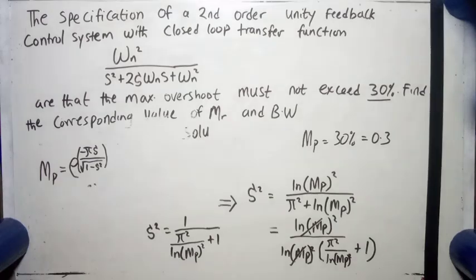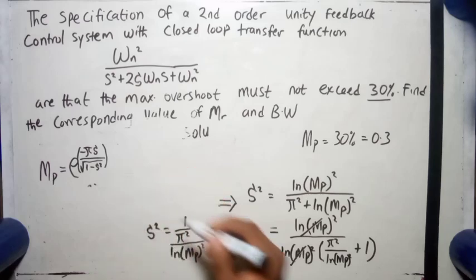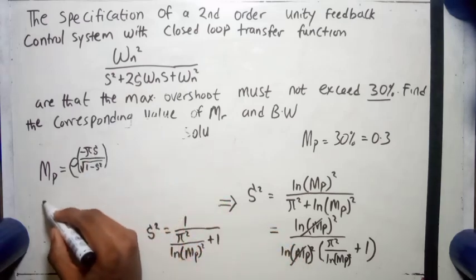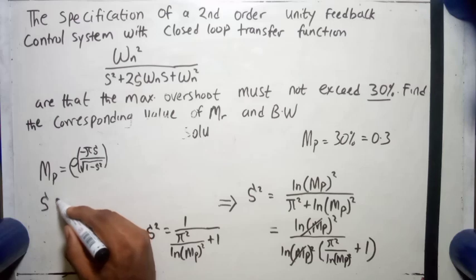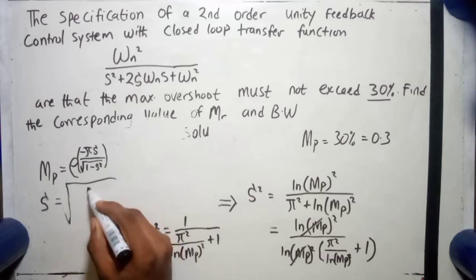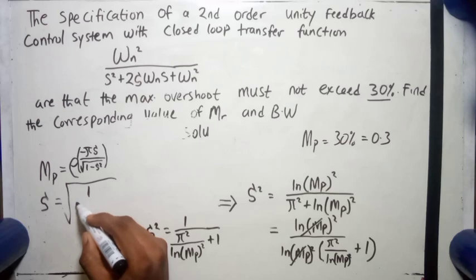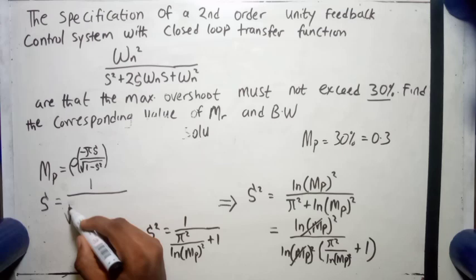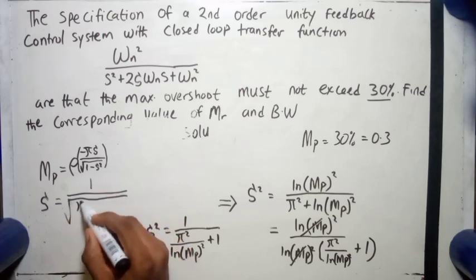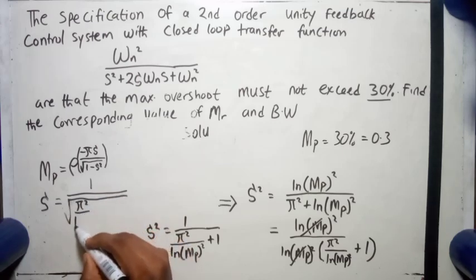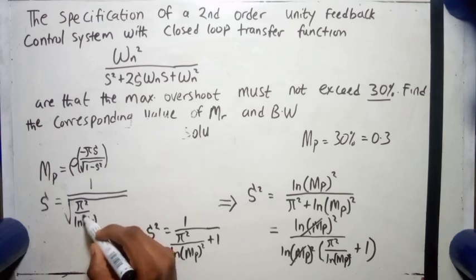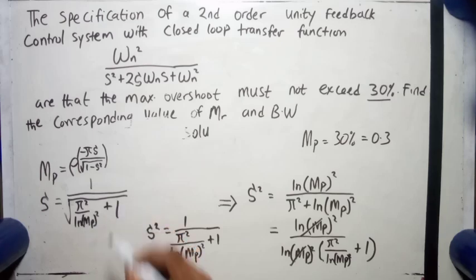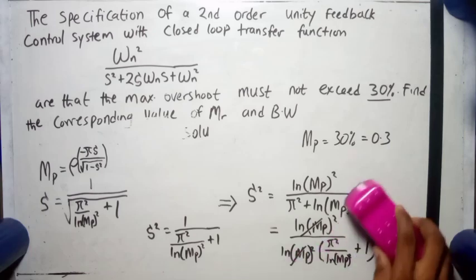Now finally you can find the square root of both sides. So we then have that zeta, after finding the square root, is going to be the square root of 1, or the square root of 1 is still 1. So we can just say 1 over the square root of pi square over natural log mp square plus 1. So this is what we're going to be using to solve for our zeta.